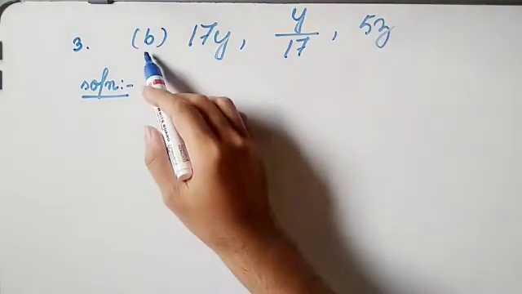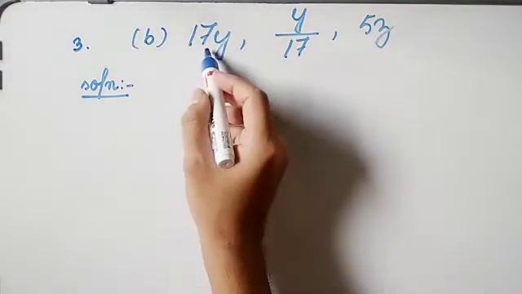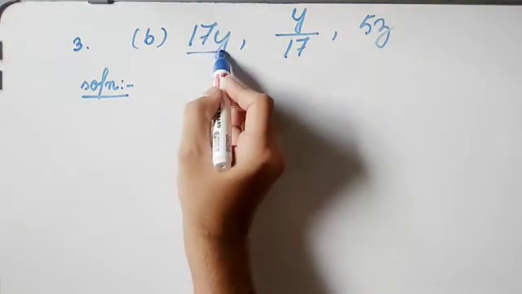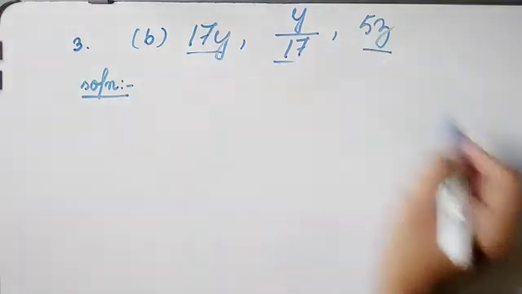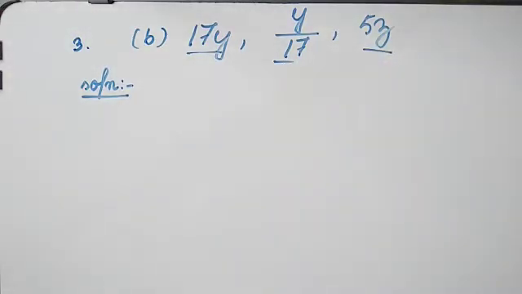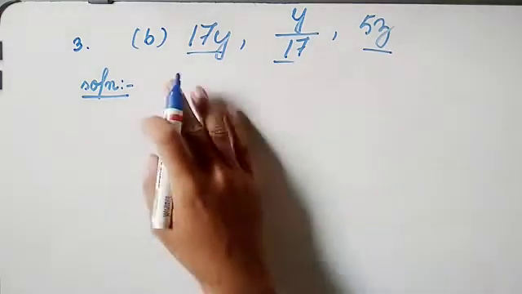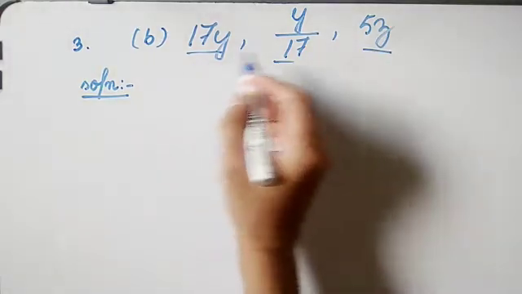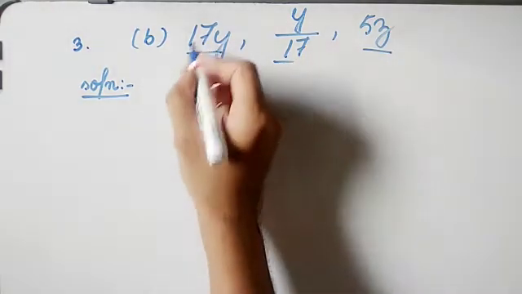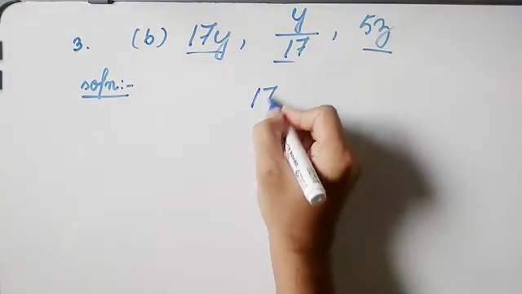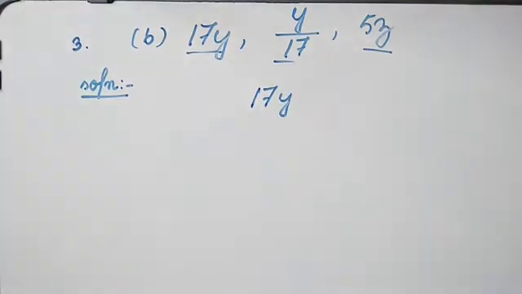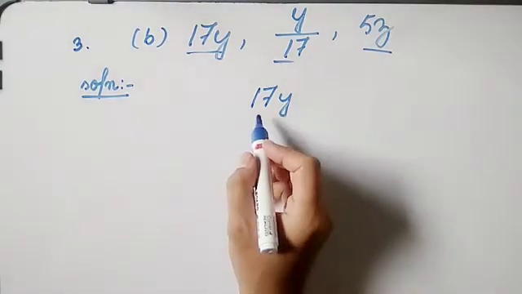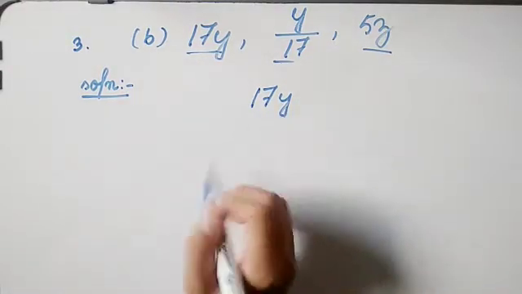Next we have question number B, and they have given us how many expressions? 1, 2, 3 expressions, right? They have given us 3 expressions. So let's try to write answers for these expressions. So our first expression is 17y.